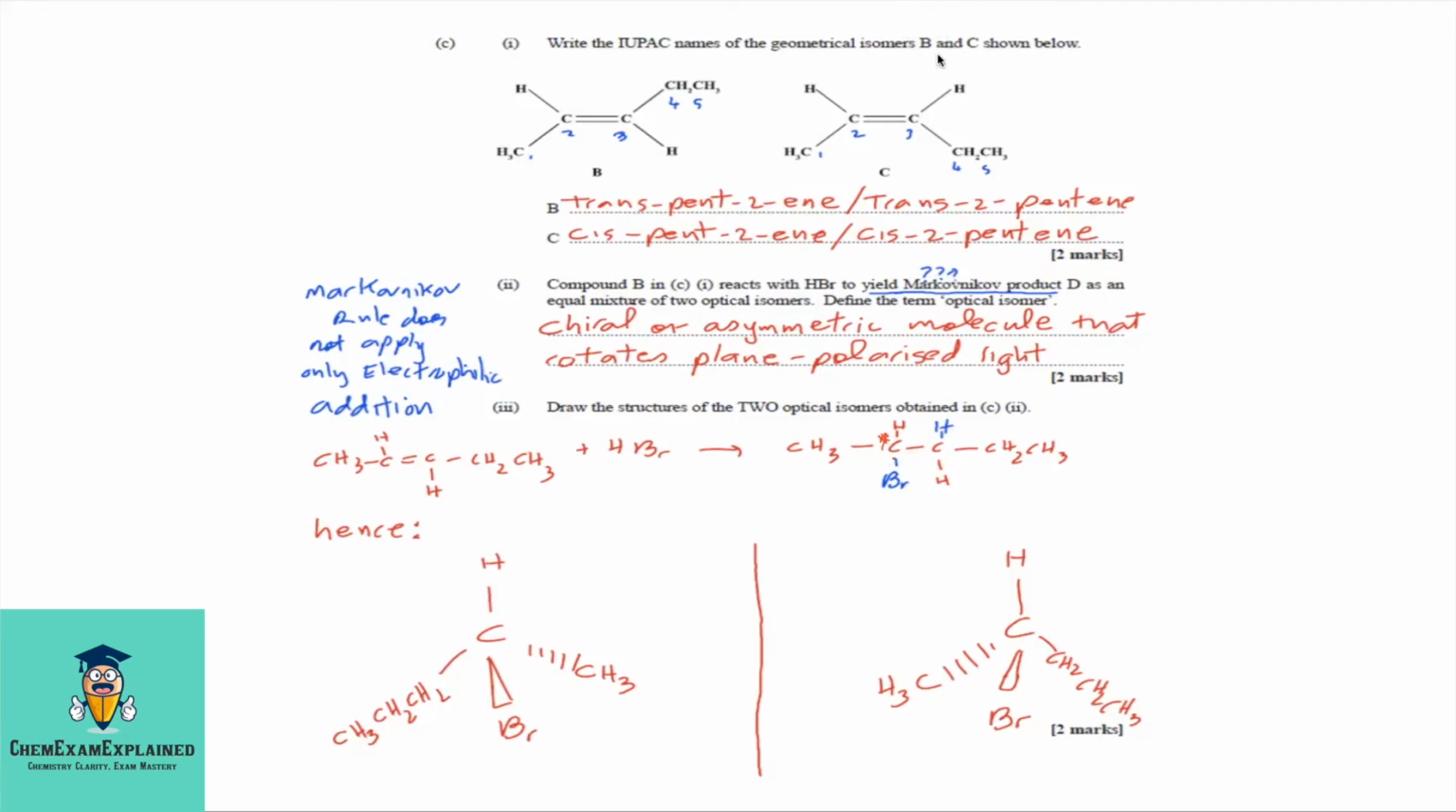So I have different groups attached to my chiral carbon. Now, what are those groups? This is one group. This is another group. This is a third group. And all of this is a fourth group. So the carbon with 4 different groups attached to it is the chiral carbon. And you now write the mirror images to show the 2 isomers, which are enantiomers.